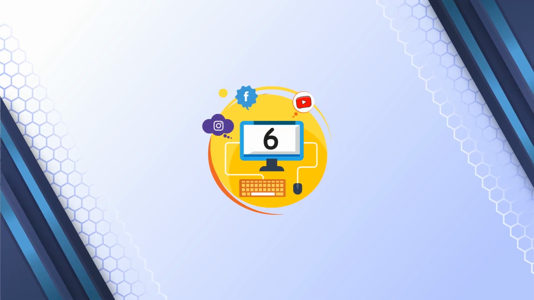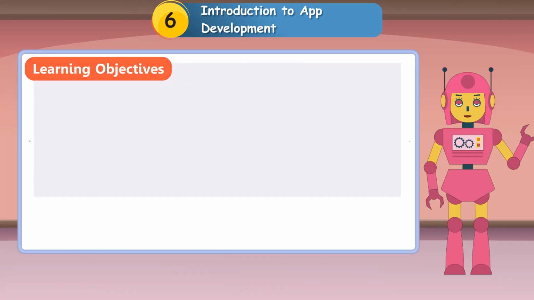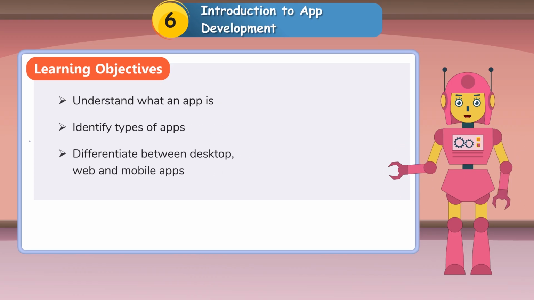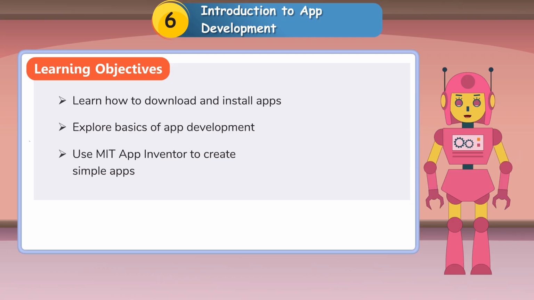Chapter 6. Introduction to App Development. Learning Objectives. Understand what an app is. Identify types of apps. Differentiate between desktop, web, and mobile apps. Learn how to download and install apps. Explore basics of app development. Use MIT App Inventor to create simple apps.